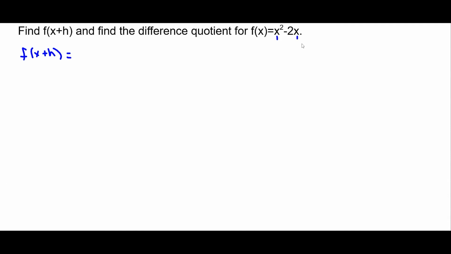The function says take x and square it and then subtract 2 times x. And x is just a placeholder for the input. Now our input is x plus h. So I'm going to take that input and square it and subtract 2 times that input.